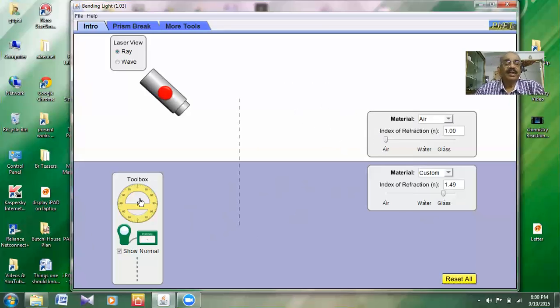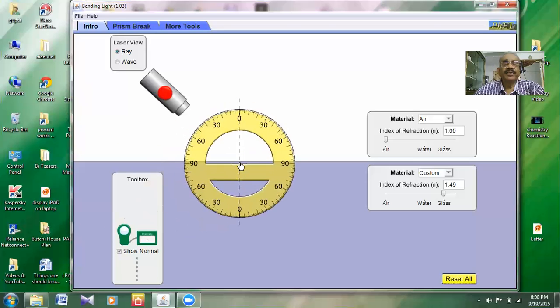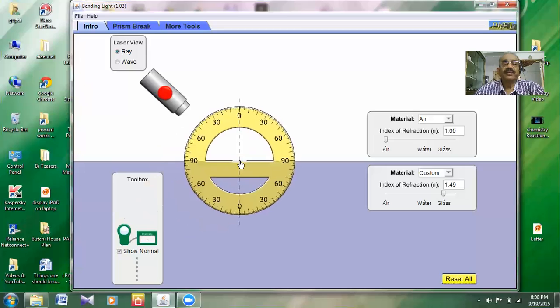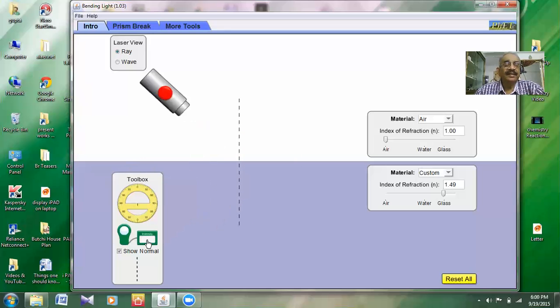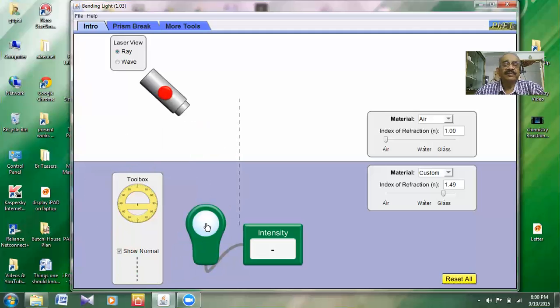Now here on the left hand side you see a toolbox where there is a protractor using which one can measure the angle of incidence or the angle of refraction. There is another which measures the intensity of the ray, after refraction, whether the intensity remains the same, or it will be different. Let us see this experiment.